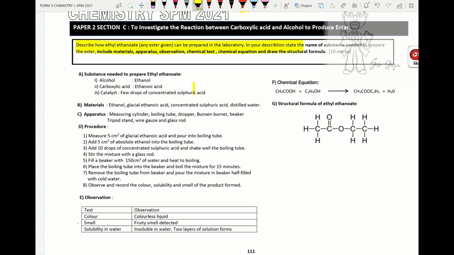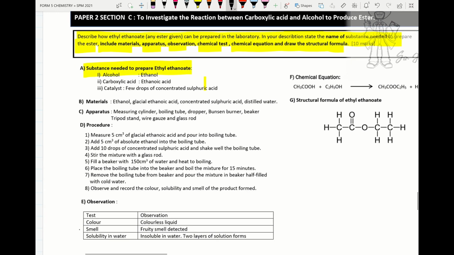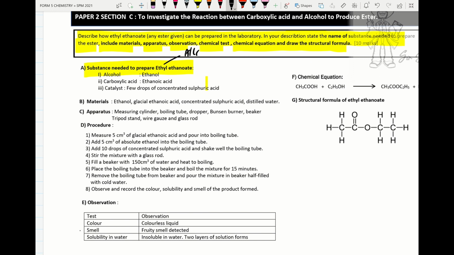Describe how ethyl ethanoate can be prepared in the laboratory. In your description, include the names of the substances needed to prepare the ester, and include material, apparatus, observation, chemical test, chemical equation, and draw the structural formula. The substances needed to prepare ethyl ethanoate: please remember, this is an alcohol, the name of the alcohol is ethanol, and here we need a carboxylic acid.